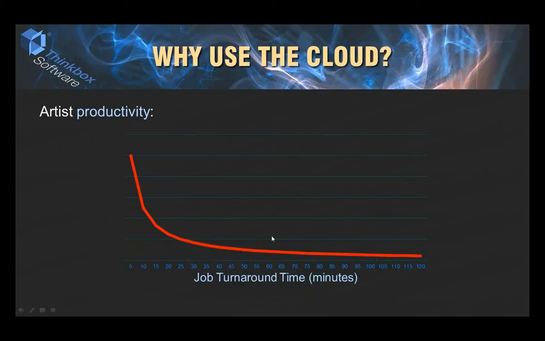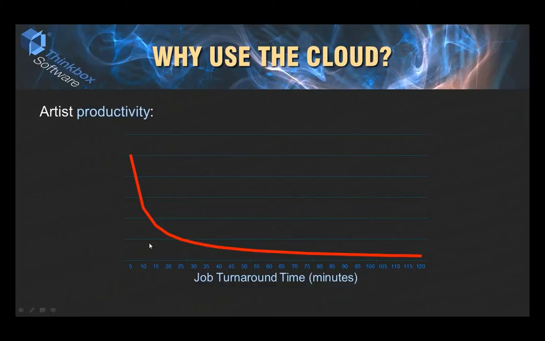It's great for spikes in demand that overwhelm a local farm. Local farms, no matter how big they are, are a fixed resource, and no matter how much you have, the day comes when your farm is overloaded. It'd be great if you could offload that. And they're excellent for collaboration. Almost everything is moving to some sort of cloud interface so that people can work from mobile devices and collaborate that way. And of course, artist productivity, which I'll get into in a little more detail.